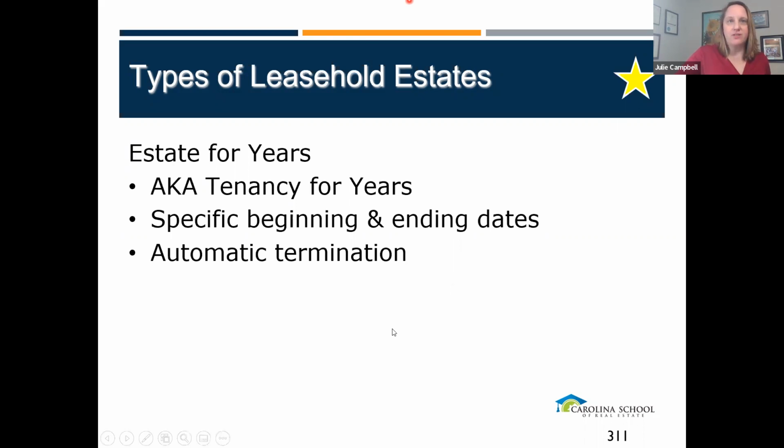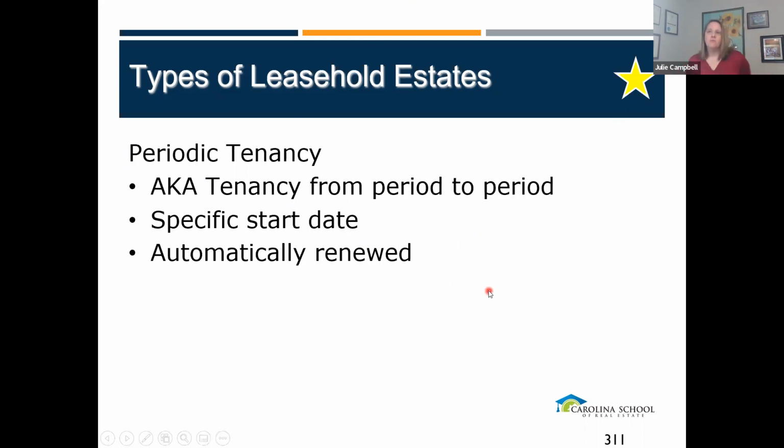Another type of leasehold estate, also known as a periodic tenancy or tenancy from period to period, has a specific start date. It does not have a specific end date. It has to be ended by one of the parties. It is automatically renewed until somebody ends it.